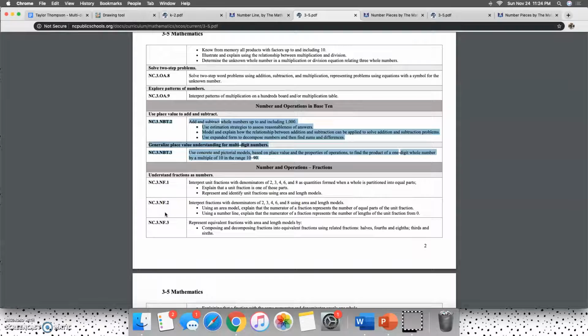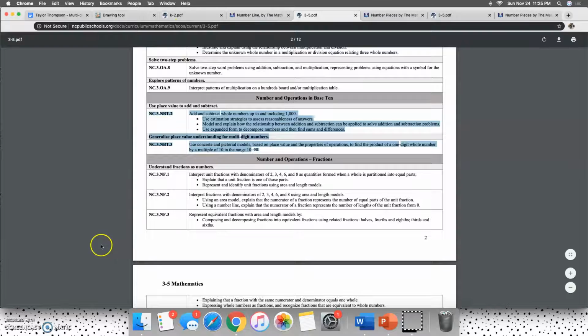The standard that I found for 3rd grade, I actually found 2 as well. NC.3.NBT.2, which is add and subtract whole numbers up to and including 1,000. So considering we're using 204 minus 78, I felt that this best represented and demonstrated the equation that we're using with this project. And then I also said NC.3.NBT.3, which is use concrete and pictorial models based on place value and the properties of operations to find the product of a 1-digit whole number by a multiple of 10 in the range 10 to 90. So this goes back to benchmarking 10, like we talked about in the 2nd grade strategy.